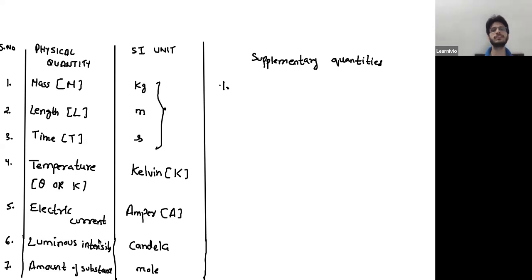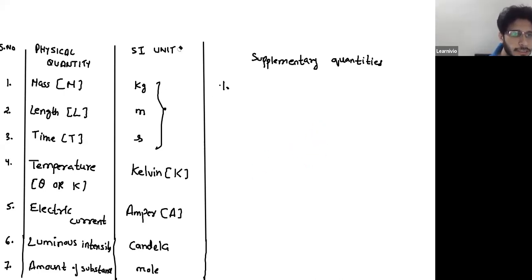Shafak, luminous intensity is basically intensity of light. The light intensity that you get from a bulb or any luminous source is luminous intensity. If I take a bulb of 100 watt and a bulb of 1000 watt, then the intensity of light coming from the 1000 watt bulb is greater than that of the 100 watt bulb. That intensity of light is luminous intensity, which we measure in candela. Yes, Shafat, clear? Okay, thank you, sir.